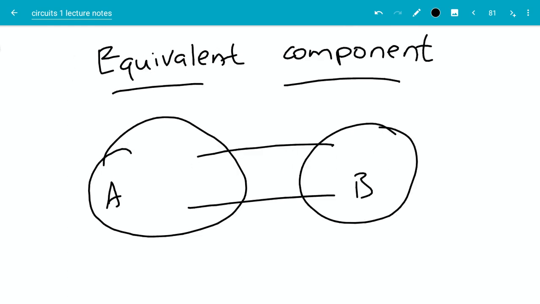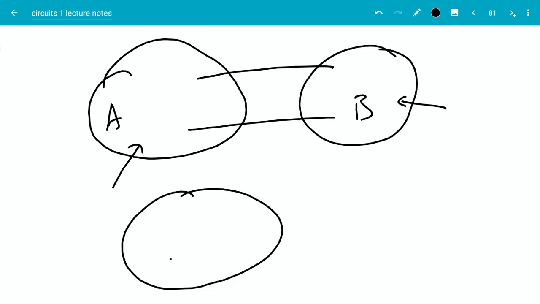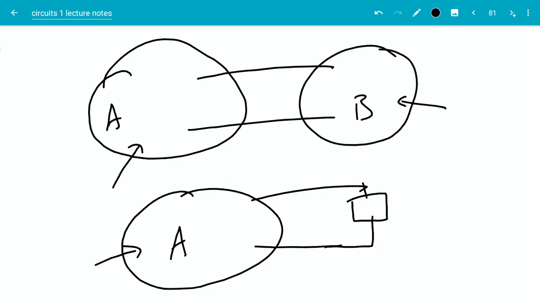Let's consider a large circuit which you divide into two parts, right? So one part of the circuit you're calling A, another part of the circuit you're calling B, and the two wires going from part A to part B. So what you want to do is keep this part of the circuit exactly the same and replace B with a single component. Okay, this is a single component.